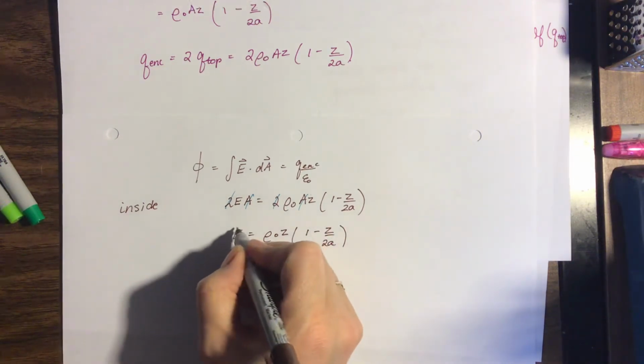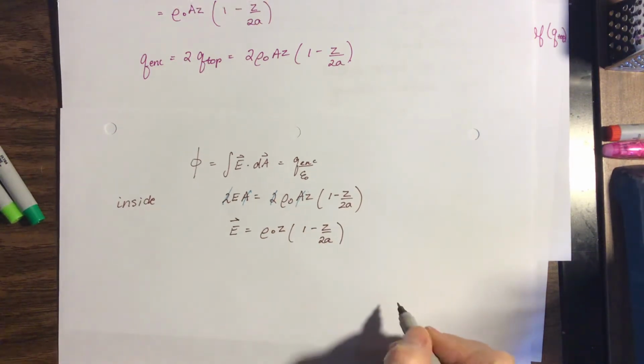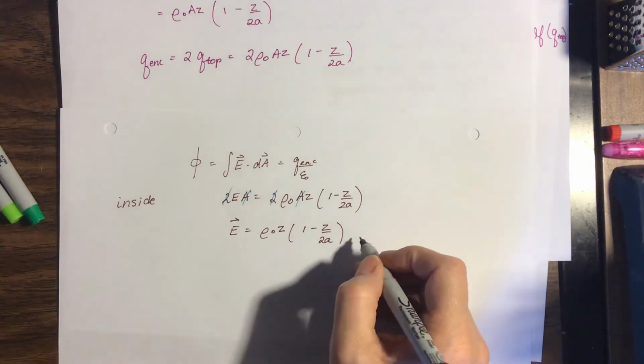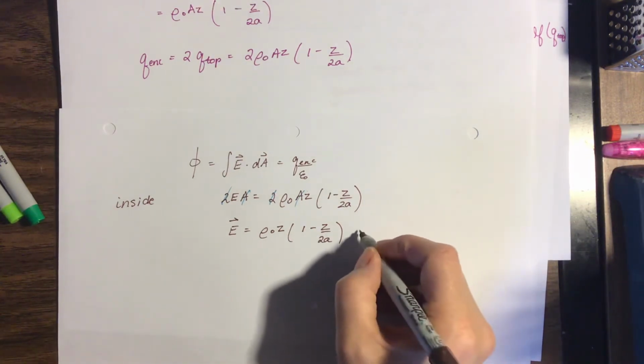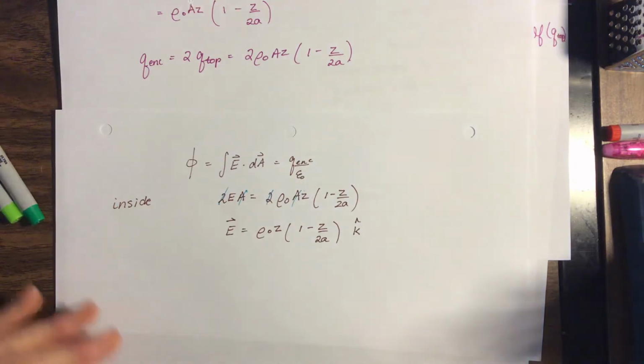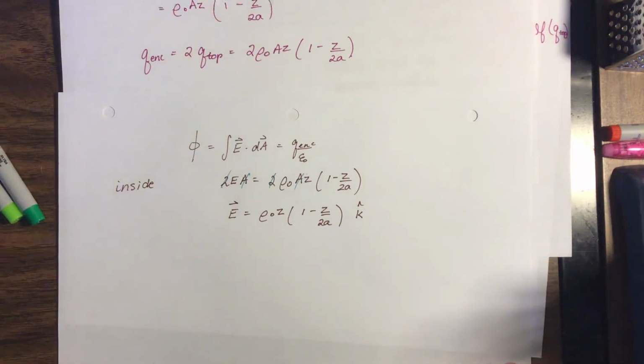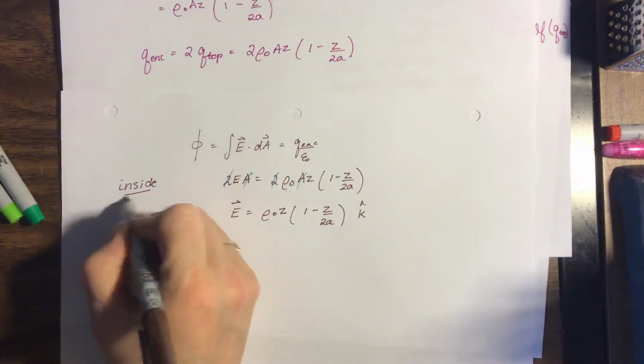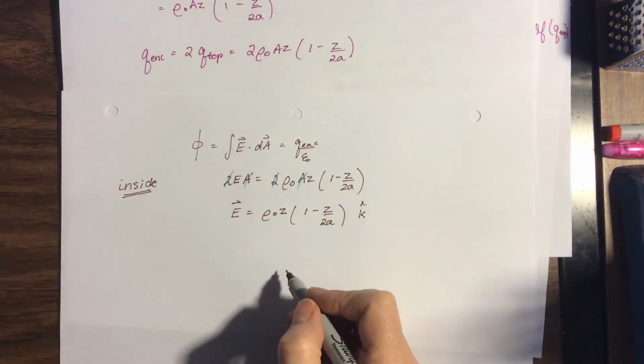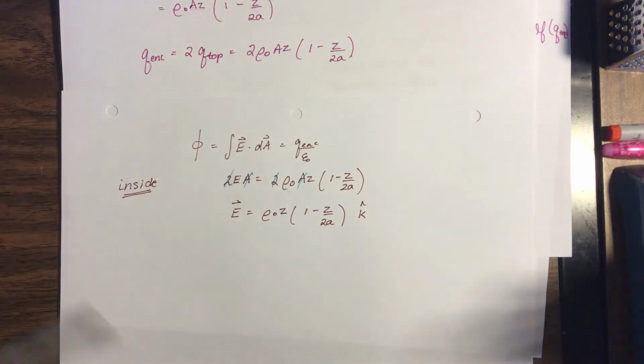This, of course, is a vector, so the direction of the vector is straight out from the plane, and we can put a k hat on that to tell us it's straight out. Or you could write it in words to say it's straight out from the plane. Okay, there's inside. Next, let's do outside.